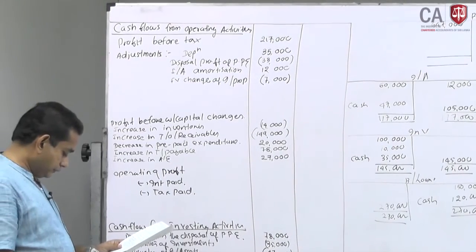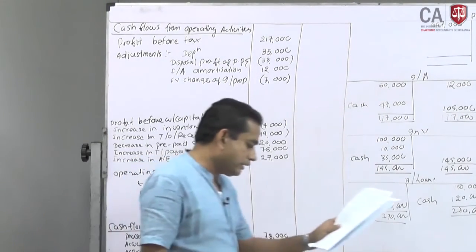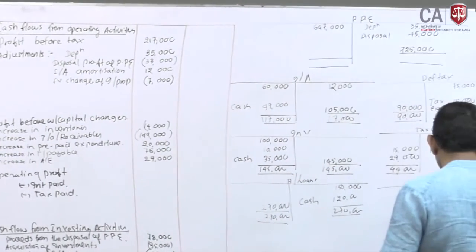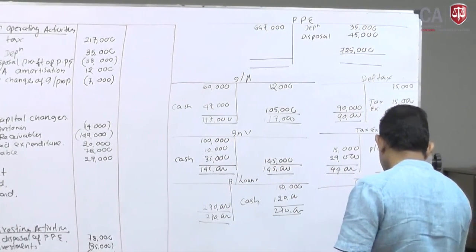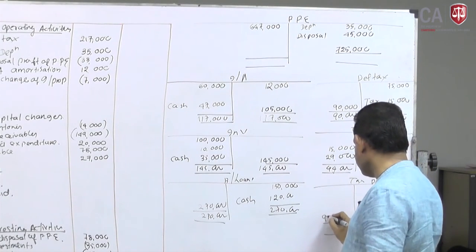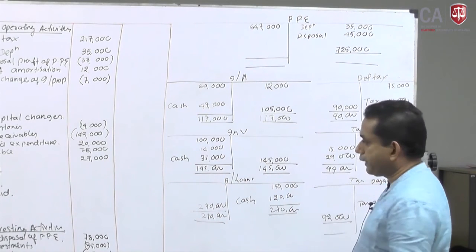Then tax payables, let me bring tax payables. Opening payable is 88,000. Closing is 92,000. Fine.